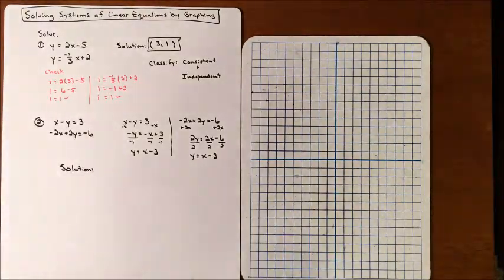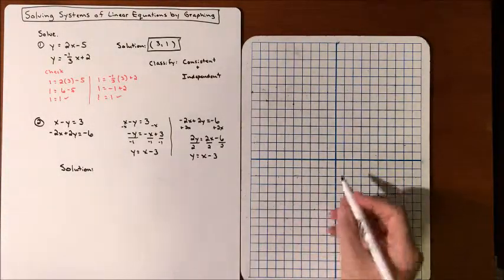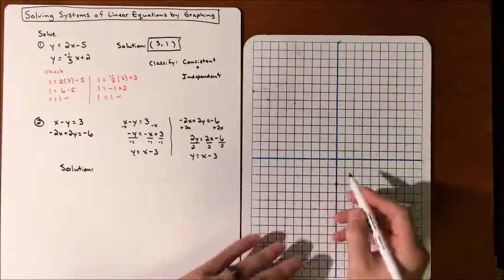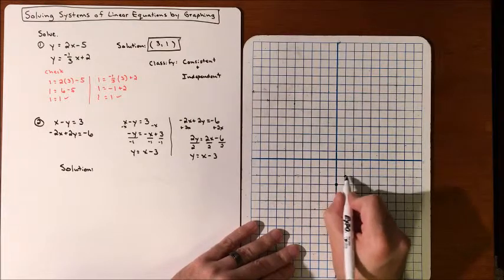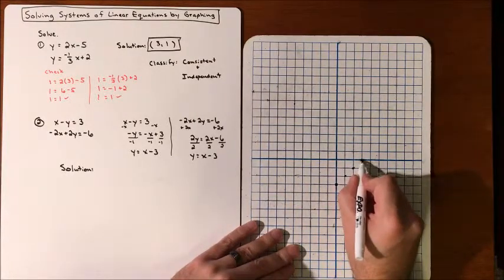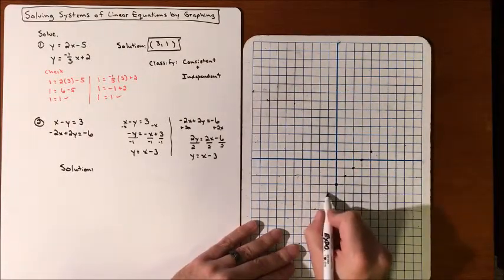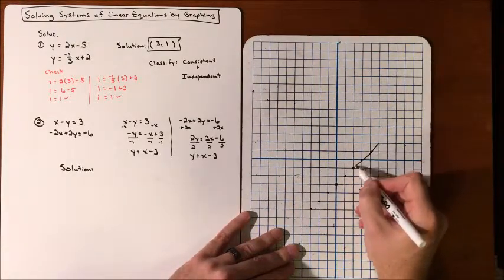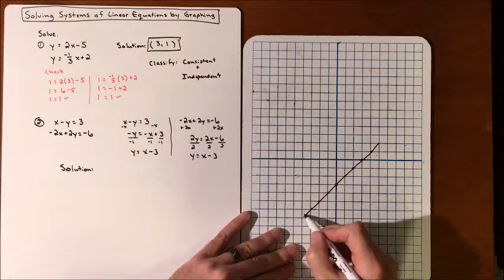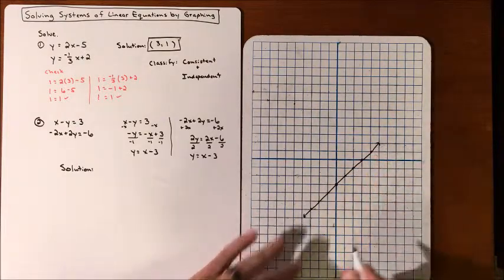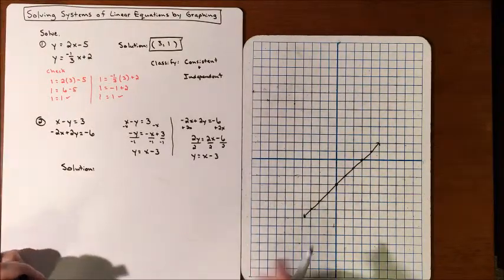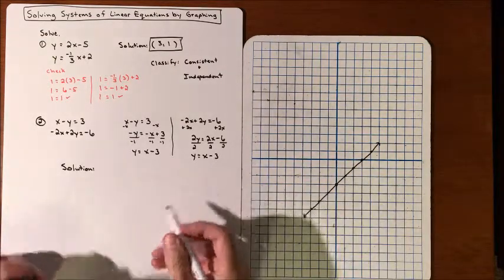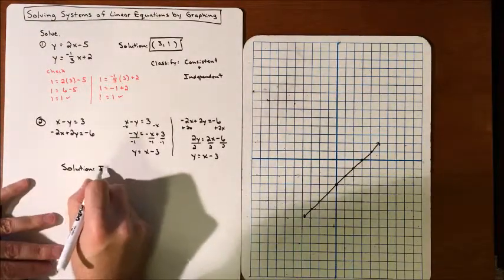So let's go ahead and graph. Both of them have a y-intercept of negative 3, and they both have slopes of 1. So we'll go up 1, over 1, up 1, over 1, up 1, over 1, up 1, over 1. So it's one graph. That means any coordinate works. So as long as it's on that line, it's going to satisfy both equations. So our solution is infinite solutions.